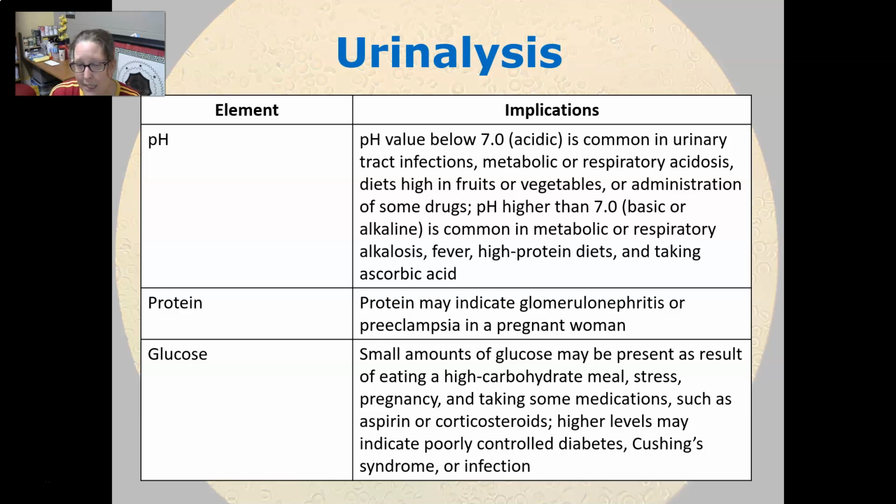Protein may indicate glomerulonephritis or preeclampsia in a pregnant woman, so that's why we screen for protein. Glucose: a small amount of glucose could be simply present as a result of eating a high carbohydrate meal or drinking a soda, for example, or stress or pregnancy or taking some medications. But higher levels may indicate poorly controlled diabetes, Cushing syndrome, or potentially an infection.